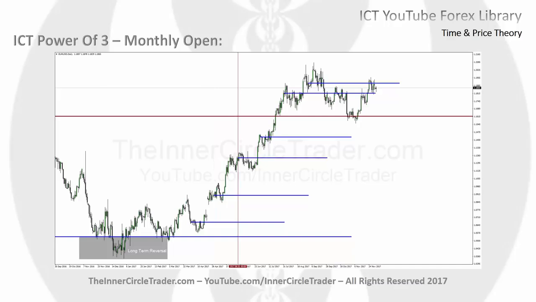Moving right along, we're going into the next month. This is June 2017. And again, we have the opening price of June, and below the opening price, we want to see buying. We see that, in fact, does come to fruition here. Very nice accelerated movement on the upside.